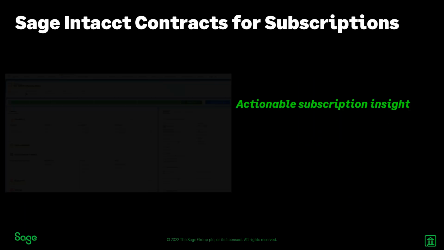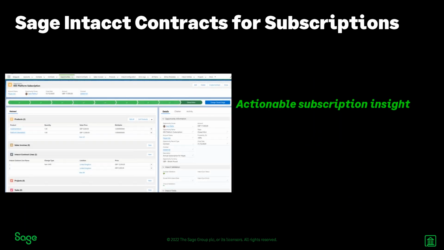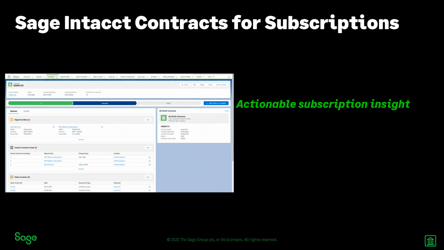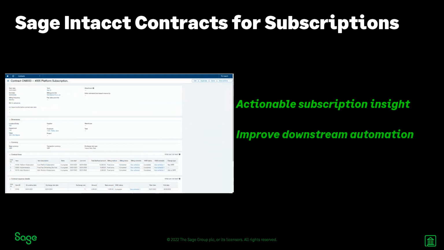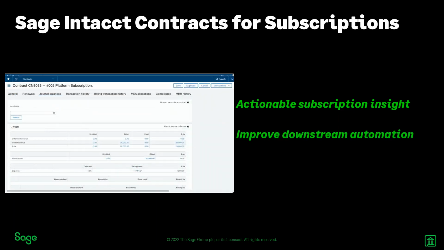So what does the contracts module give you? Well, in conjunction with CRM, it gives you the ability to actually action subscription insights both from the CRM alongside the financial system. It gives the opportunity to get an invoice out faster, not just by getting the information into Intacct as quickly as possible, but also automating the processes of billing and revenue.